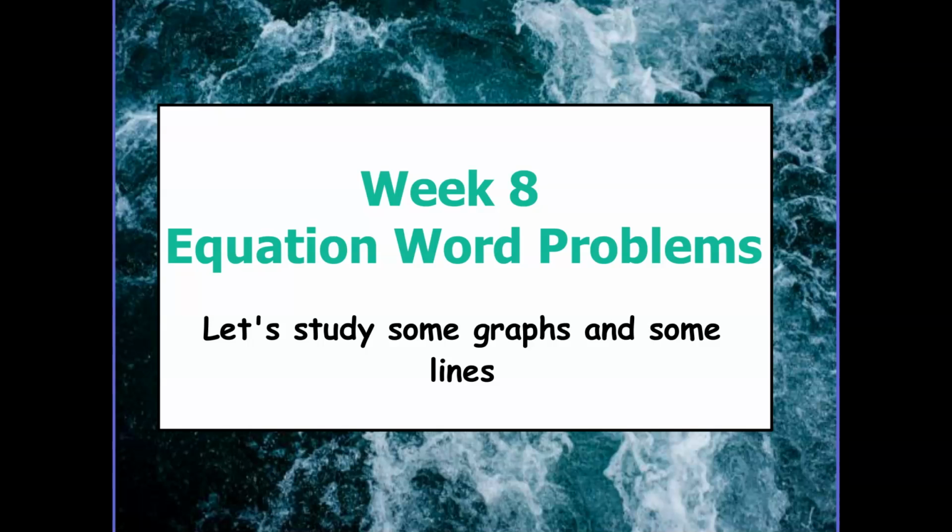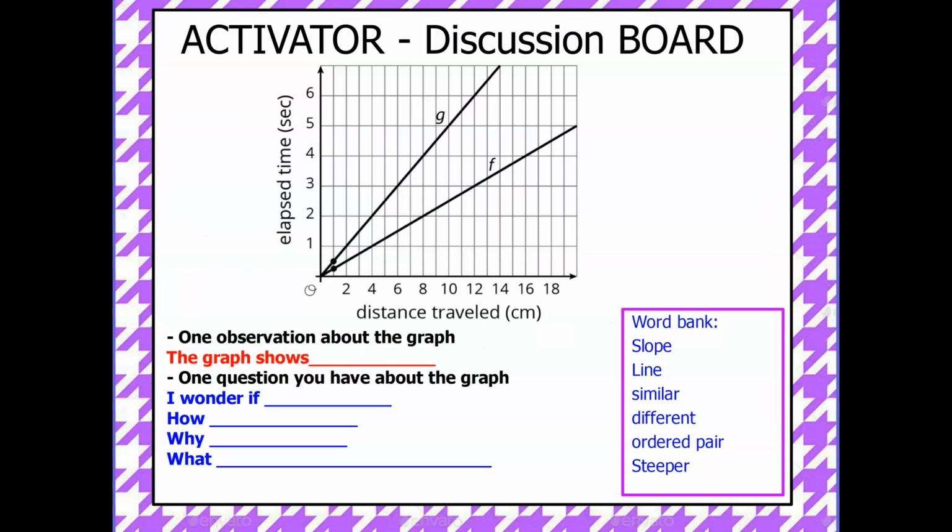Let's look at word problems and some graphs and lines. I want you to go ahead and look at this graph. Make an observation. What do you see? I want you to come up with a question that you have. You can use the words slope, line, similar, different, ordered pair, and steeper.